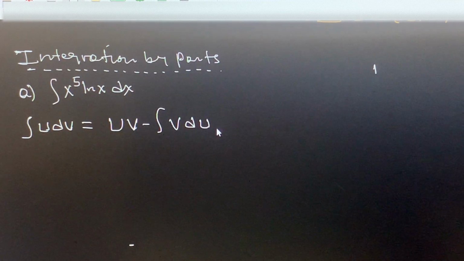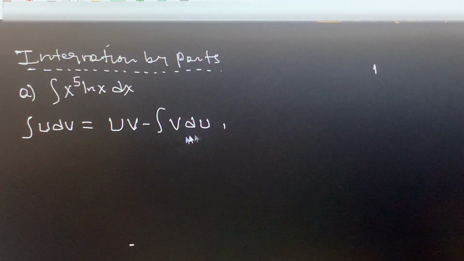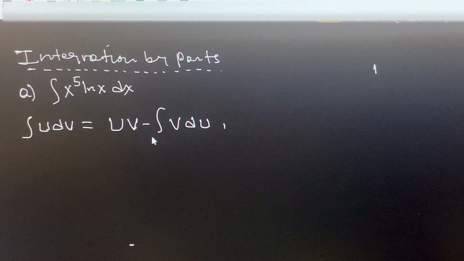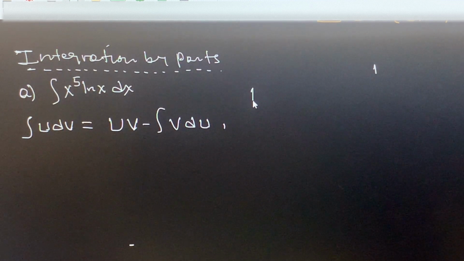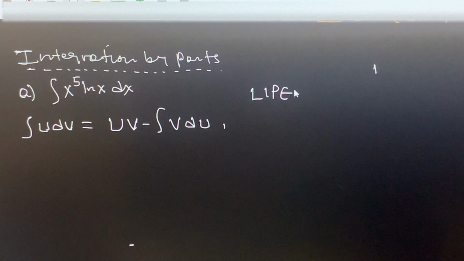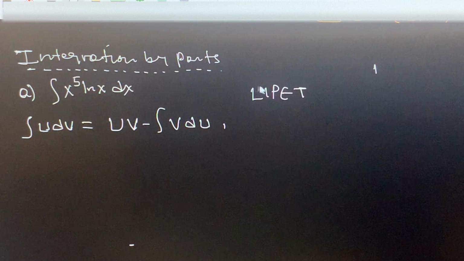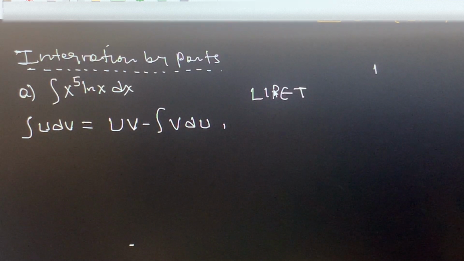Now the second step is deciding my u. Remember, we always give priority for u. I don't know which one to call u and which one dv, but I just have to use the acronym as always, the acronym LIPET. Based on this acronym, the L is the logarithm, the I is the inverse trig, the P is the polynomial, the E is the exponent, and the last one, T, is trigonometry.